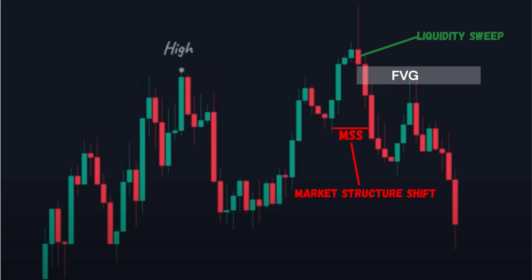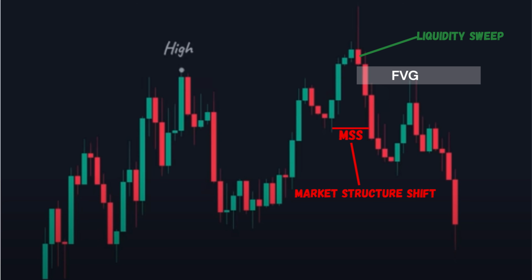Now comes the third piece, the fair value gap, or FVG. It's an imbalanced zone, where price moved too fast and didn't efficiently trade both sides. If you don't have any idea about fair value gaps, you can refer to this video in the I button on the top right corner. Think of it like an air pocket. The market wants to come back and fill it. Your job is to identify that FVG and wait for the retracement into it. That's your sniper entry zone.